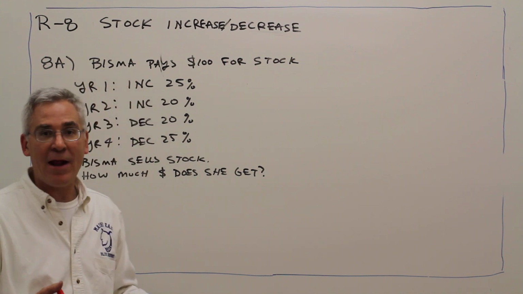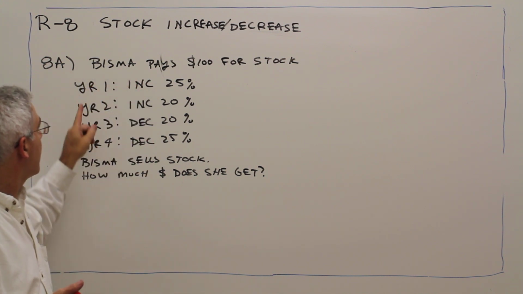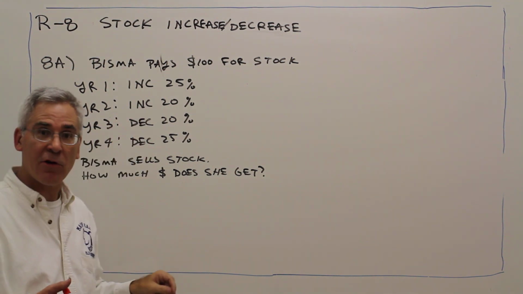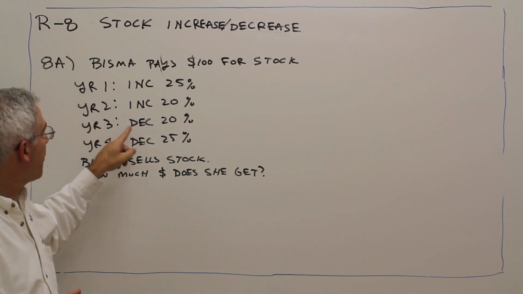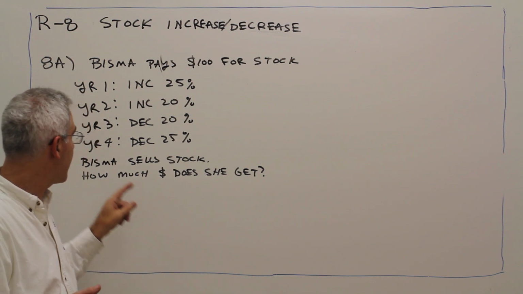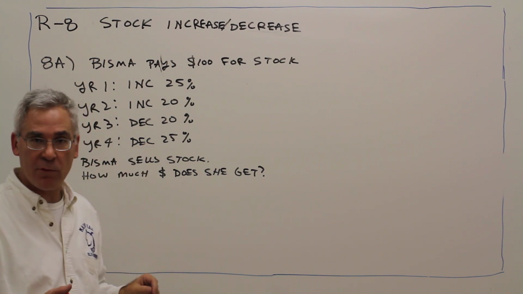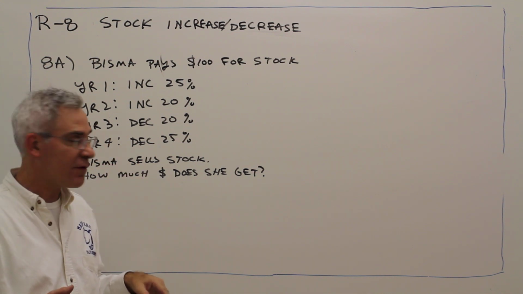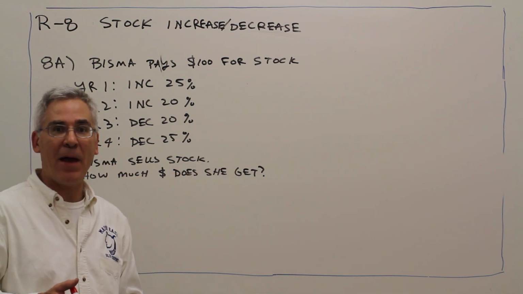BSMA pays $100 for a stock. In the first year, it increases 25%. In the second year, it increases 20%. In the third year, it decreases 20%. And in the fourth year, it decreases 25%. After the fourth year, BSMA sells the stock. How much money does she get back?